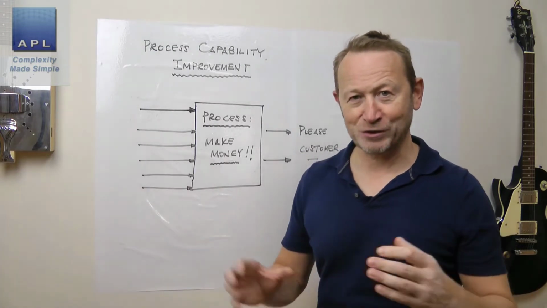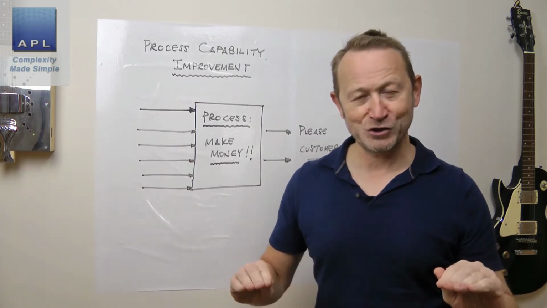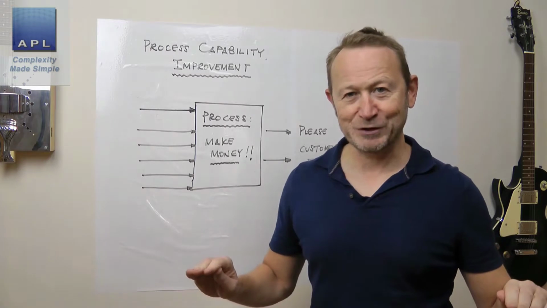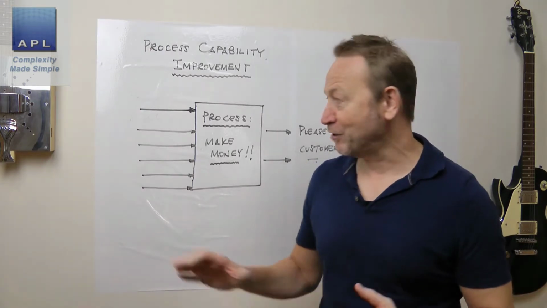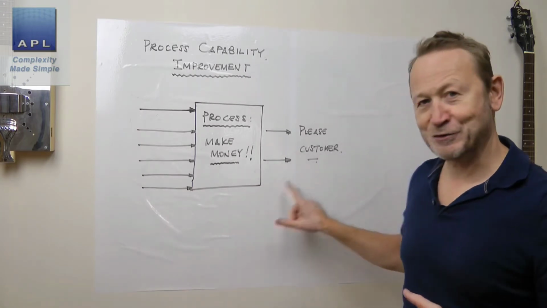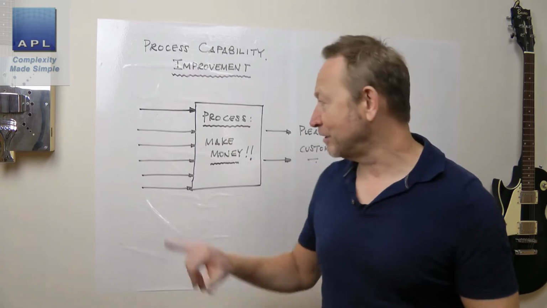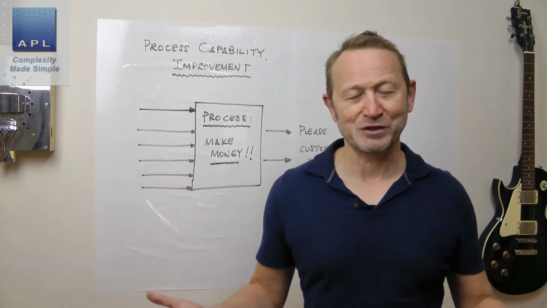A control is just stopping variables moving, stopping operators adjusting, stopping materials from being poor quality when they come in, fixing the variables over this side, and then you can please the customer, get the quality results over the other side, and of course your process makes money.